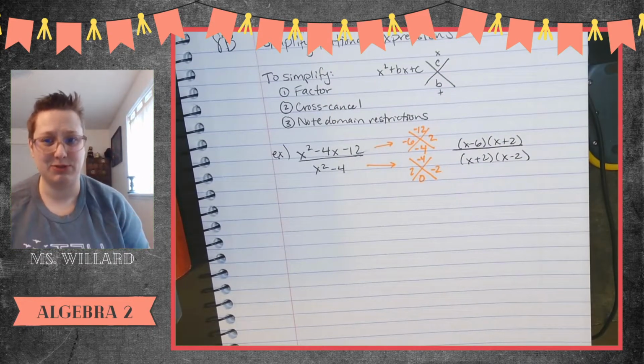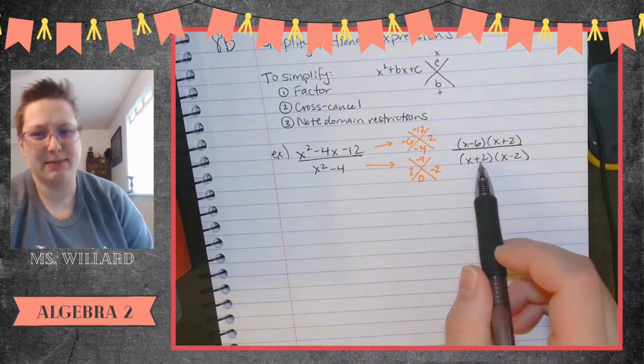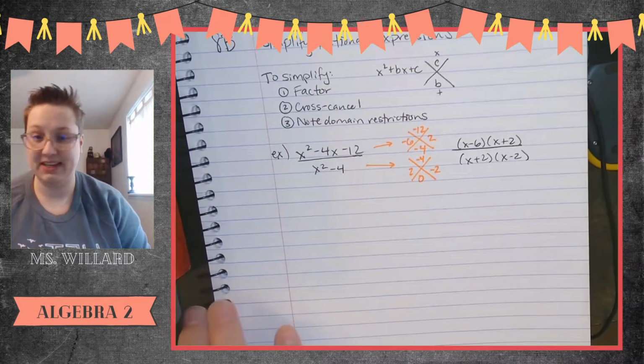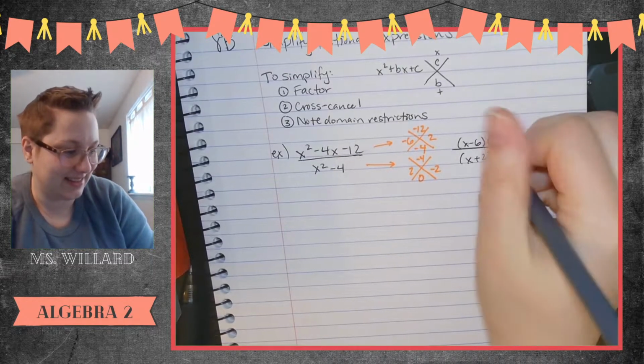Right here, I can restrict my domain because it's whatever I can't divide by, basically. So here's the part we love. You ready for this? We love this. I can cancel things out here.